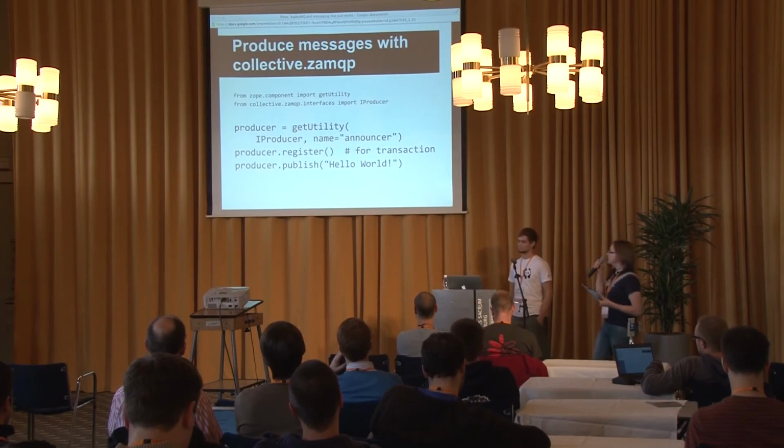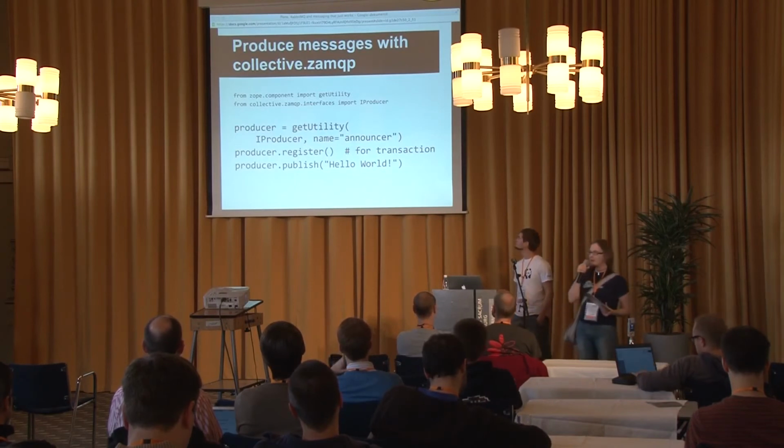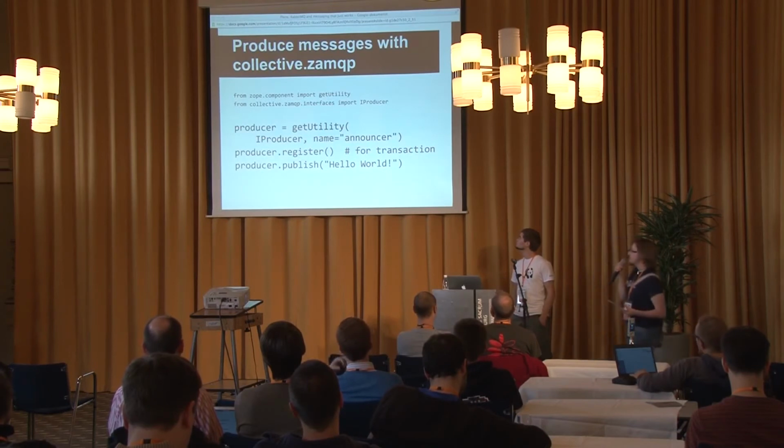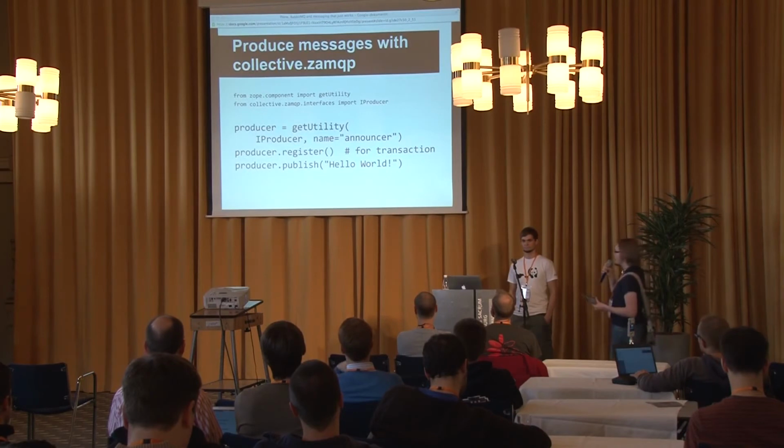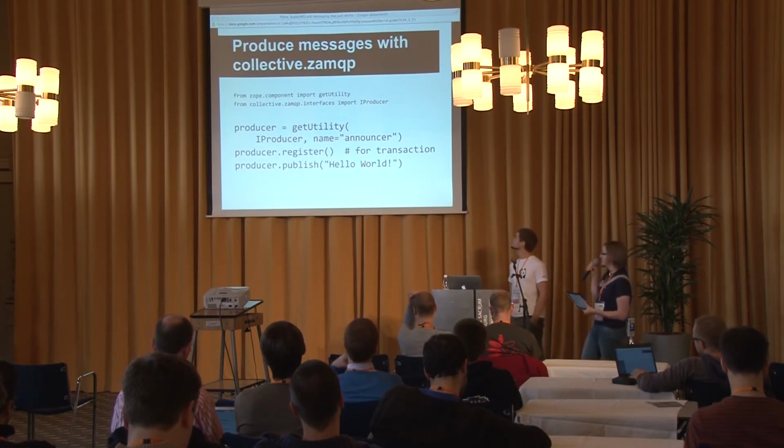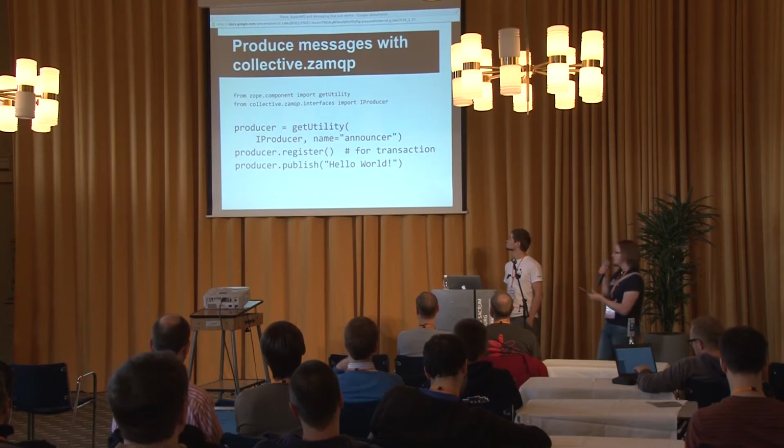We must define a utility for producing messages, but once we have done that, we only call that utility and maybe register it for transaction, and then publish the message. And actually, that is enough to send the message to the broker, and then according to the configuration made when we define the utility, the message is routed to the consuming queues.